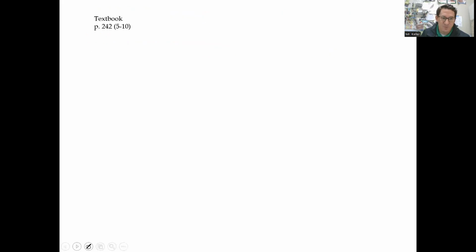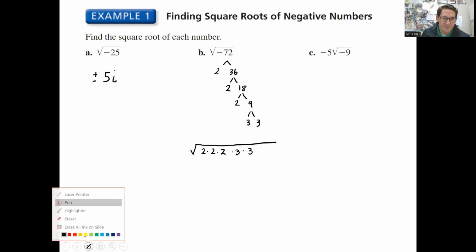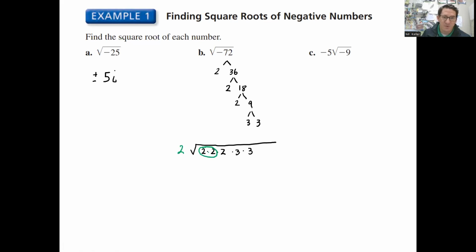Then I search for pairs. We have a pair of 2s. For every pair, 1 goes on the outside. Then I have a pair of 3s. For every pair, 1 of those goes on the outside. There's still a 2 left on the inside. So now I'm ready to simplify this. 3 times 2 is 6.